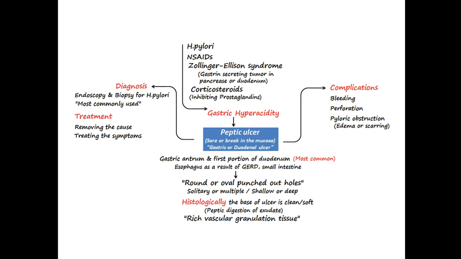And sometimes, if we go further deep, we may see chronic inflammatory cells, scar tissue, and fibroblasts. The complications are bleeding, perforation, and pyloric outlet obstruction. Diagnosis is made mainly by endoscopy and biopsy, and the treatment of peptic ulcer is to remove the cause and to treat the symptoms. Thank you very much.